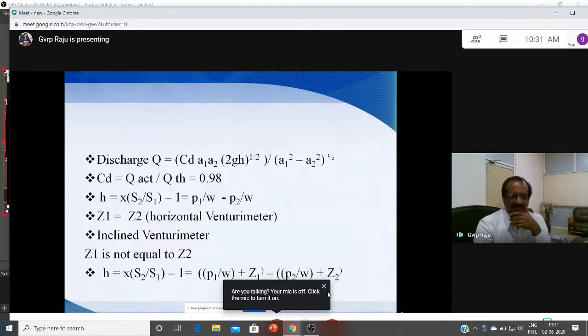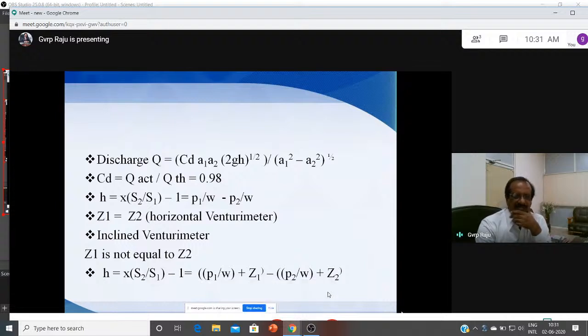The discharge equation is the same as you know. Cd represents the coefficient of discharge, 0.98. Q is equal to Cd A1 A2 times square root of 2gH, all divided by square root of A1 squared minus A2 squared.